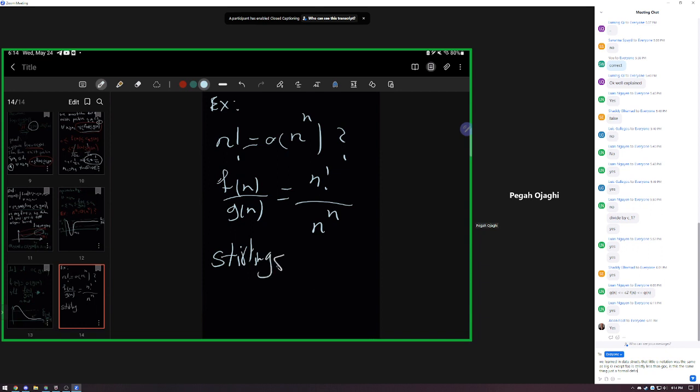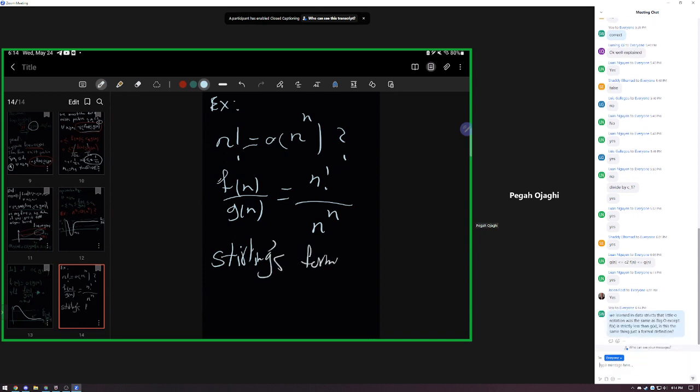Stirling's formula says n factorial is equal to the square root of 2 pi n, times n over e to the n, times 1 plus theta of 1 over n. So that is the definition, the whole definition of this one.